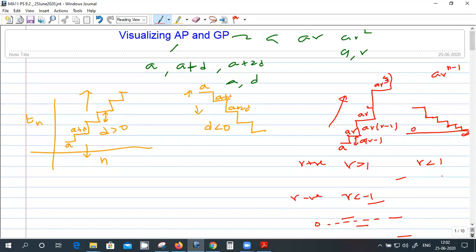Getting it? And if R is less than 0 but greater than minus 1, so R is a negative fraction, again it will oscillate, but it will keep converging towards 0. Got it? Yes, sir. And I'm assuming A is positive. If A is negative, the whole thing will get reflected.